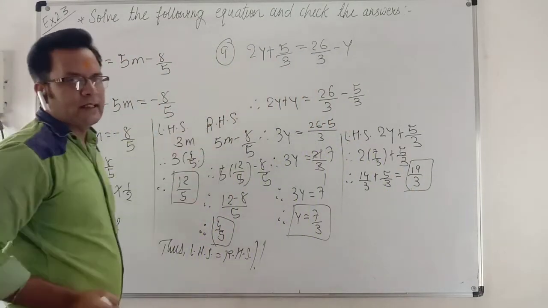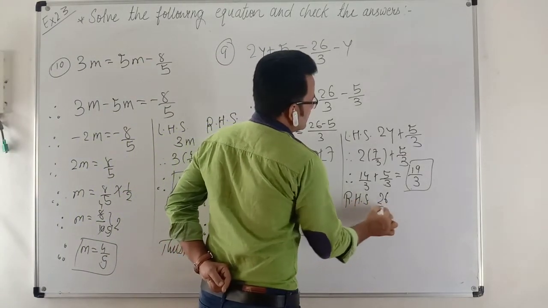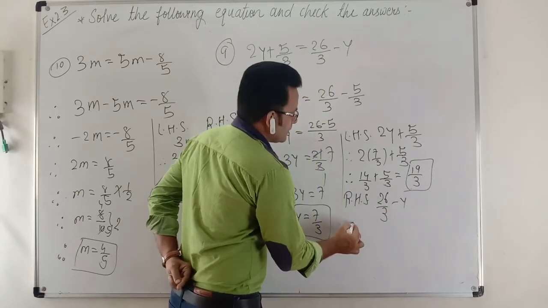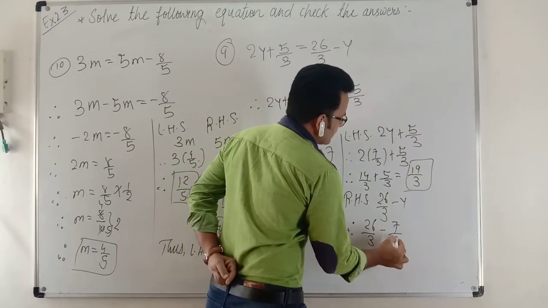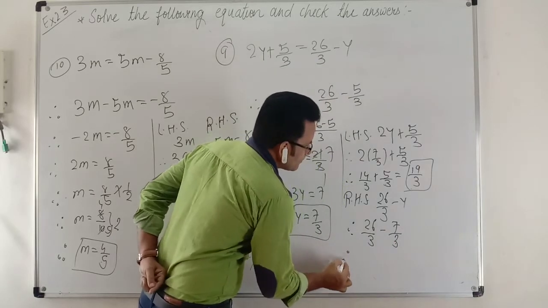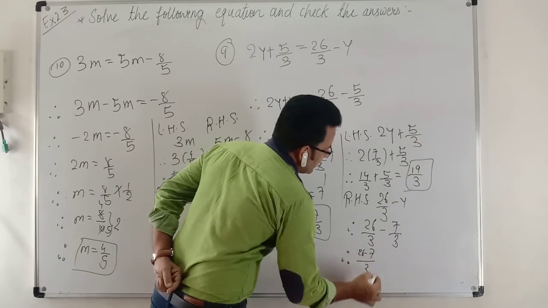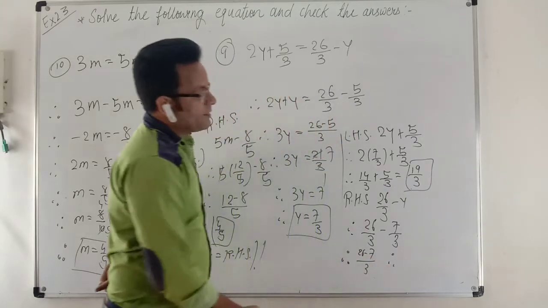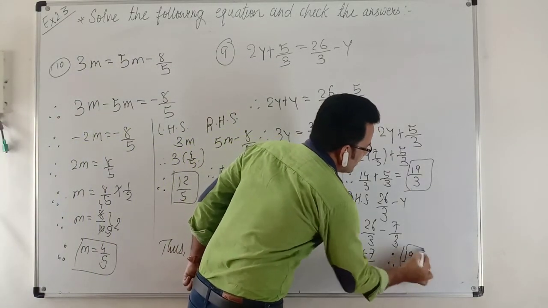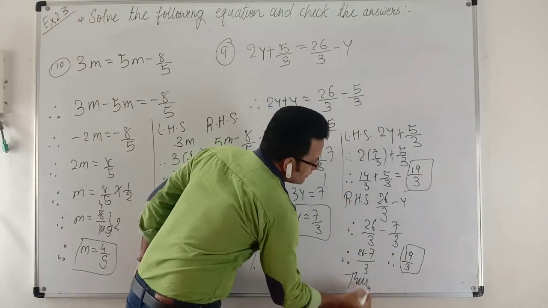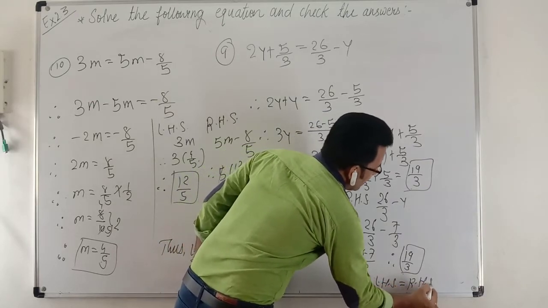Now, let's take the RHS side. RHS is 26 upon 3 minus y. Therefore, 26 upon 3 minus the value of y, which is 7 by 3. Here also 3 is common, 26 minus 7, and therefore 26 minus 7 is 19 upon 3. Thus, LHS is equal to RHS.